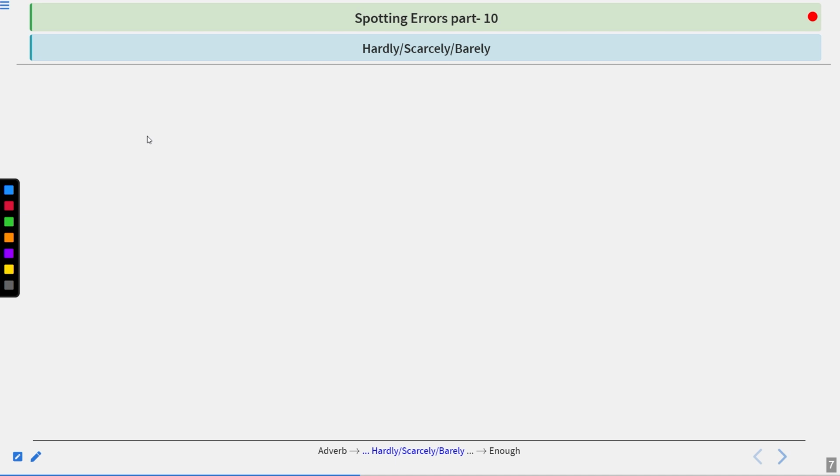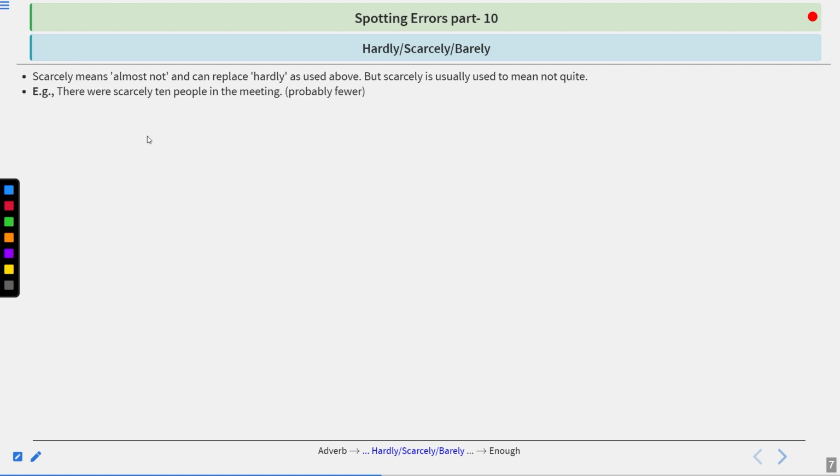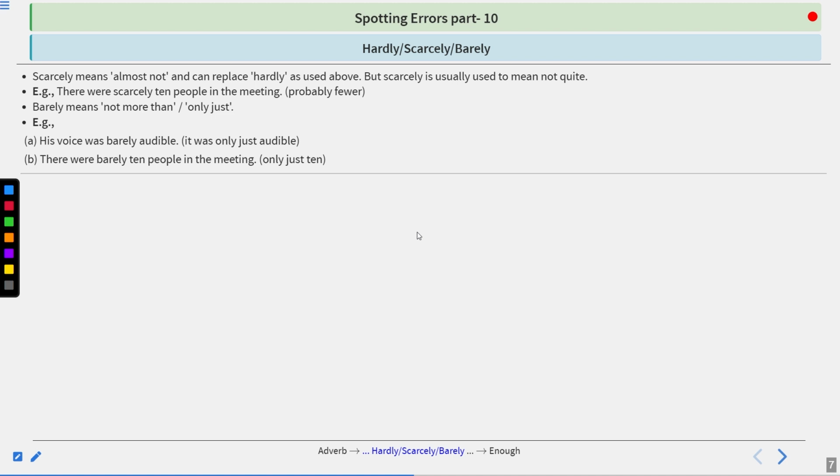Hardly, scarcely, barely. Scarcely means almost not and can replace hardly as used above. But scarcely is usually used to mean not quite. Example, there were scarcely 10 people in the meeting. It means probably fewer. Barely means not more than, only just. His voice was barely audible. What does it mean? It was only just audible. There were barely 10 people in the meeting, only just 10. I hope you've understood.